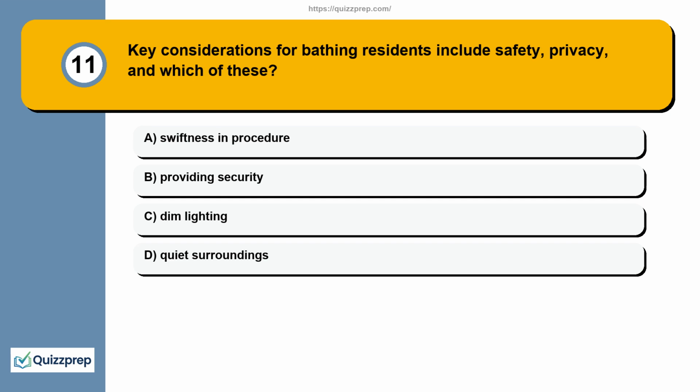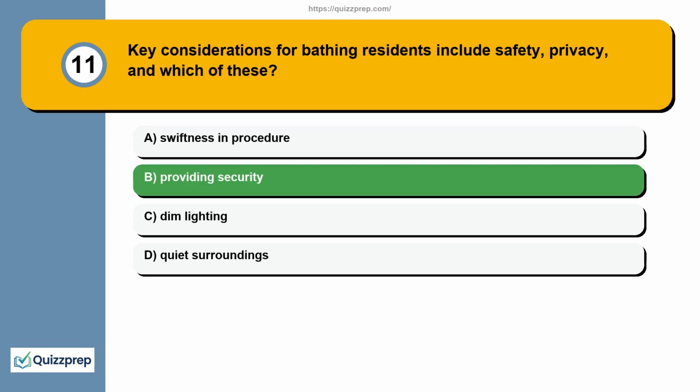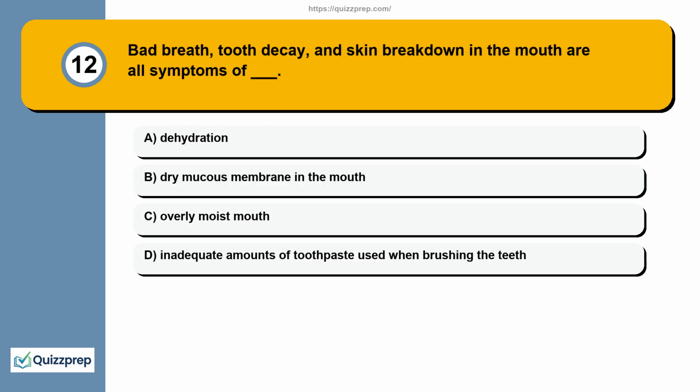Question 11. Key considerations for bathing residents include safety, privacy, and which of these? Swiftness in procedure, providing security, dim lighting, quiet surroundings. Question 12. Bad breath, tooth decay, and skin breakdown in the mouth are all symptoms of dehydration, dry mucous membrane in the mouth, overly moist mouth, inadequate amounts of toothpaste used when brushing the teeth.